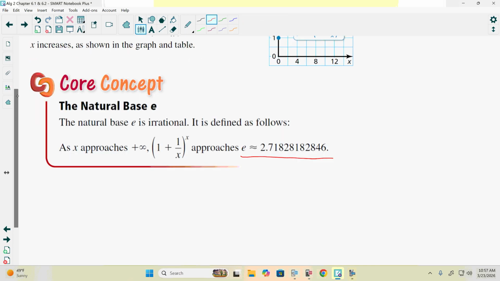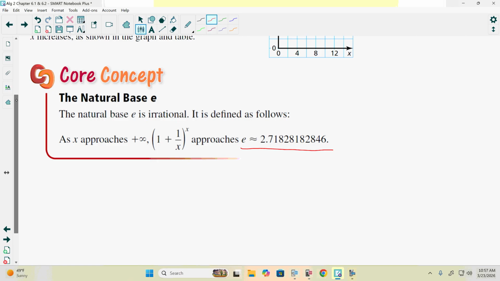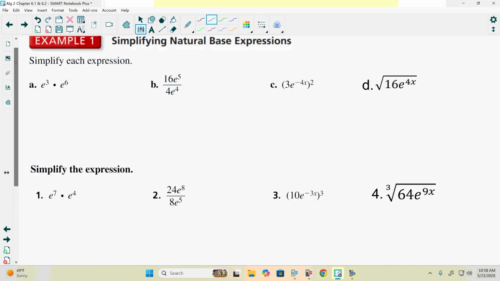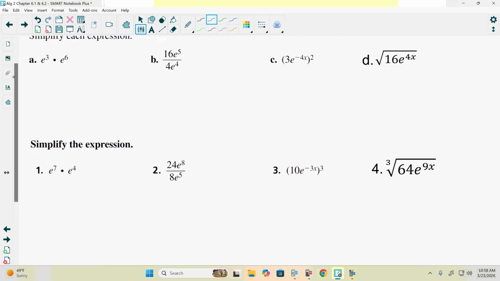Now, when we look at e, just like pi, and most of our irrational numbers, we can almost treat it like a variable in how it works. So if I said I had e to the third power times e to the sixth, if this was, say, x to the third times x to the sixth, we are multiplying like bases, so we can add the exponents. e to the 3 plus 6, which is e to the 9. We can treat it almost like we do a variable, but the main difference is that this e has a specific value.